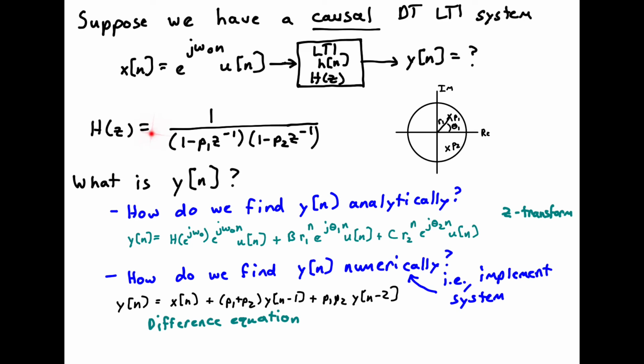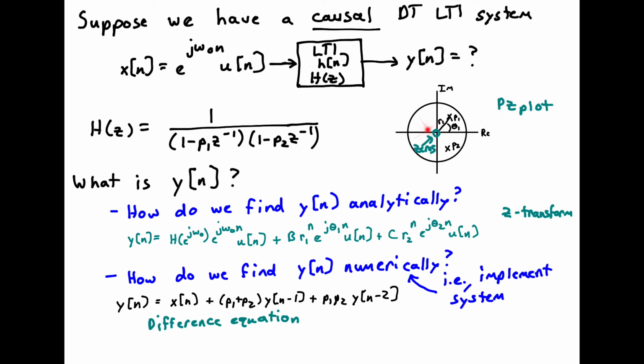We know that H of z, the system function, can be effectively described by a pole zero plot to within a scaling factor at least. And I guess I should put my 2 zeros right on there. So those are the zeros there. And so this is the pole zero plot.